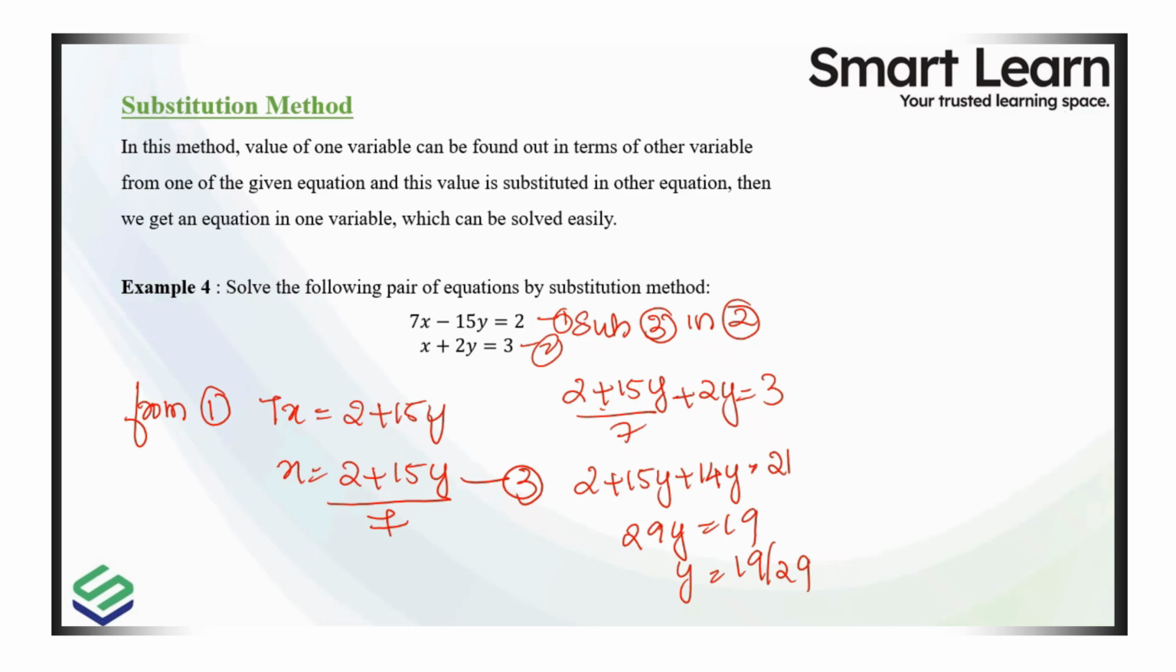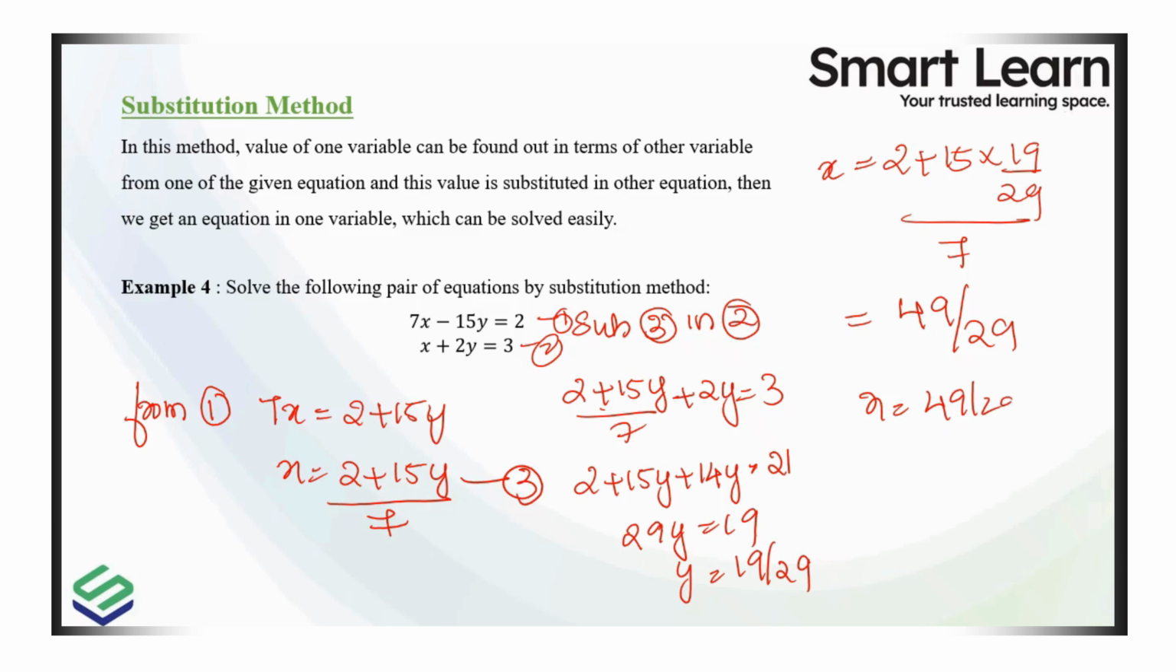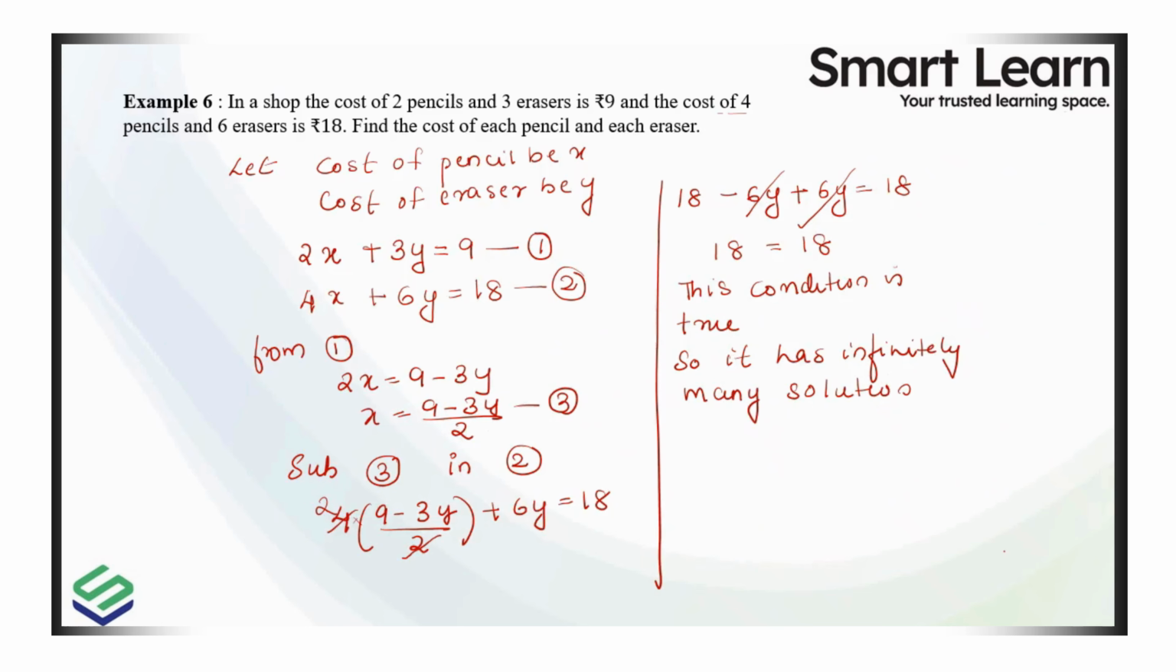When you substitute this y in our third equation, or in any equation, you will get (2 plus 15 into 19 by 29) divided by 7. By solving this, you will get 49 by 29. So here x is 49 by 29 and y is 19 by 29. This is the substitution method.